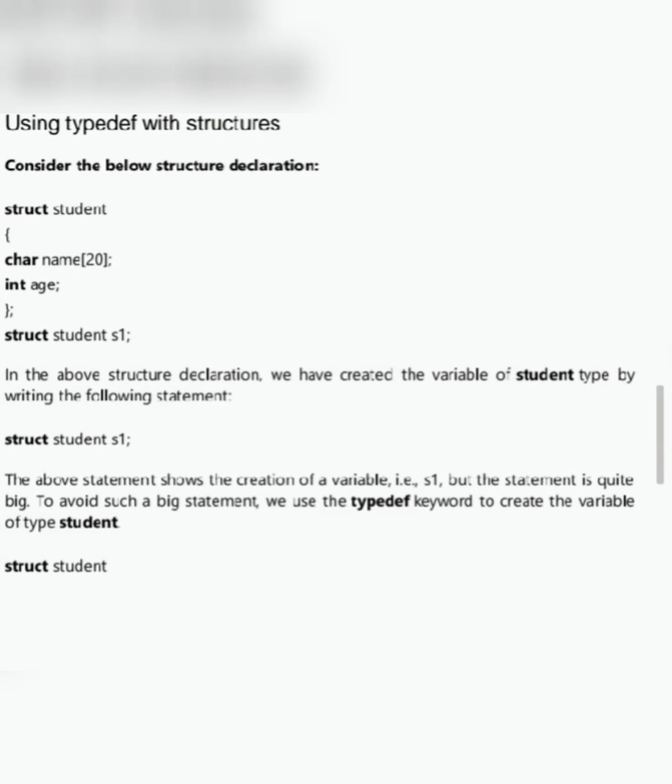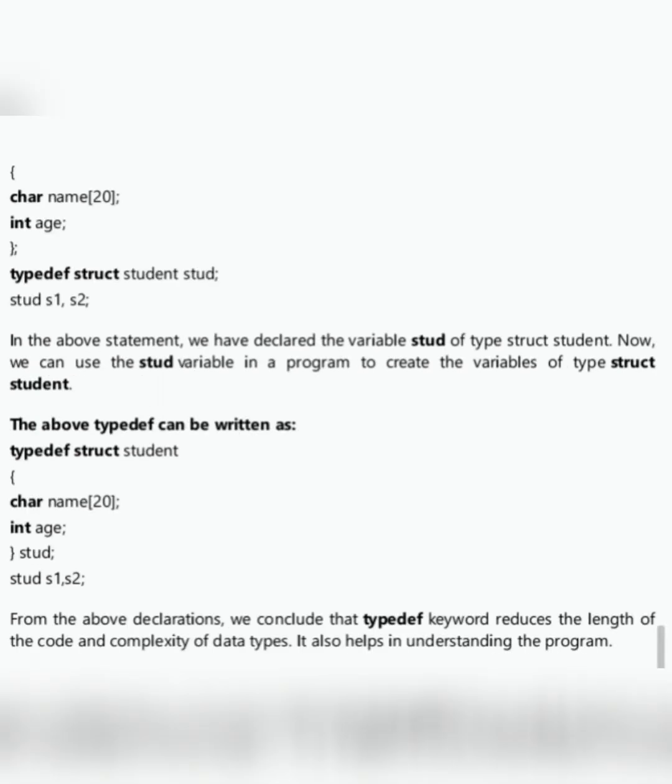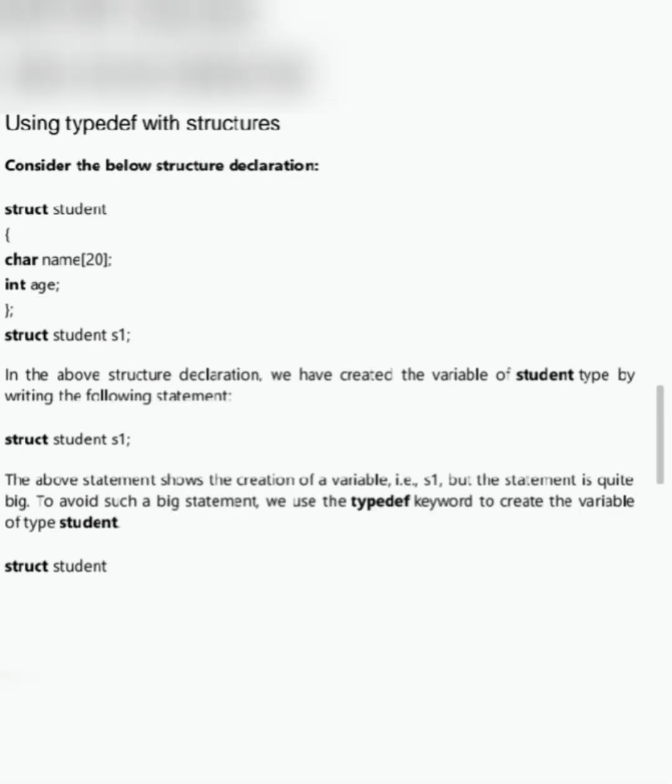Using typedef with structures, consider the below structure declaration: struct student, char name, int age, and then struct student s1. In the above structure declaration, we have created the variable of student type by writing the following statement. To avoid such a big statement, we use the typedef keyword to create the variables of the type student: typedef struct student, char name, int age, with the type name stdu, and then stdu s1 and s2.